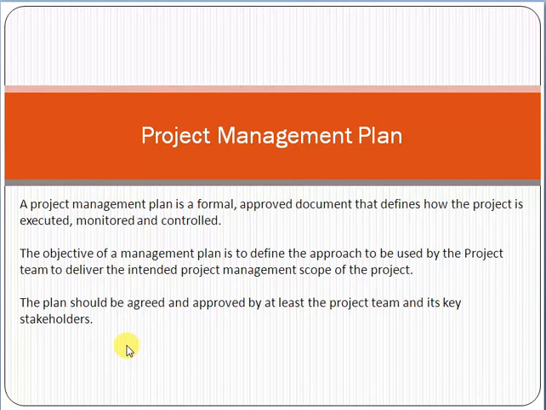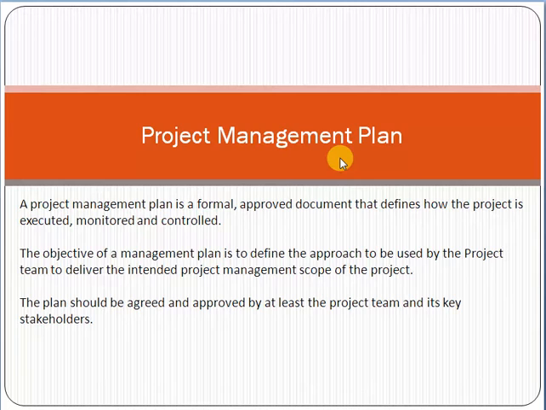So let's start. Project management plan. See friend, these are three terms: project, management, plan. The project management plan basically tells you how you will manage the project. It defines the approach for how you will manage the project. Here comes the question: what is a project basically?